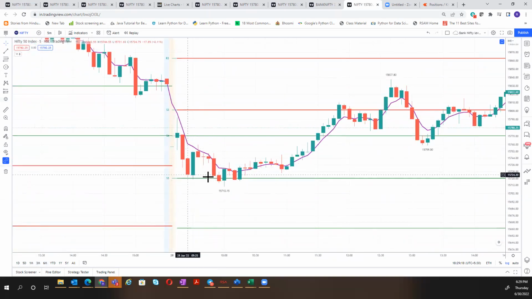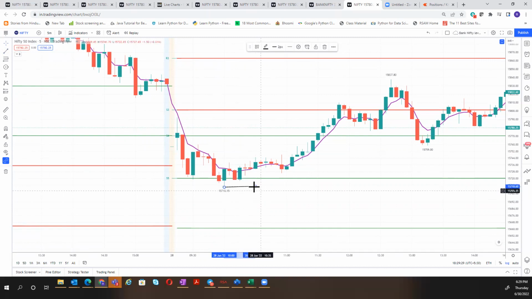This hit your stop loss. It came, hit your stop loss. Fair enough. Now, this candle, okay, you can go with this candle. Now, what will be this candle's stop loss? This candle's stop loss is this 15,700, right? This is the low because this is an engulfing candle also.